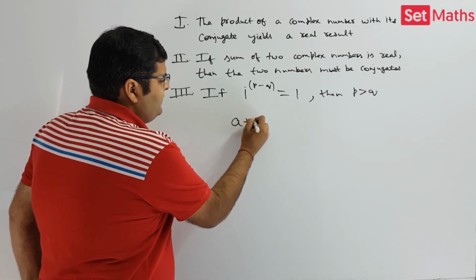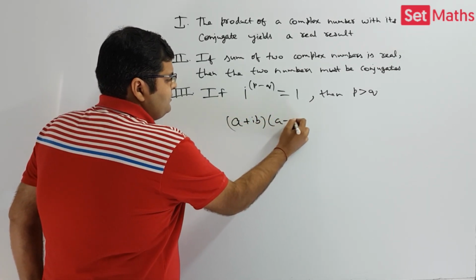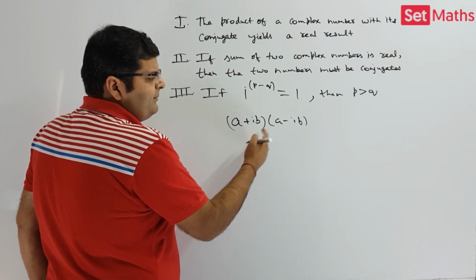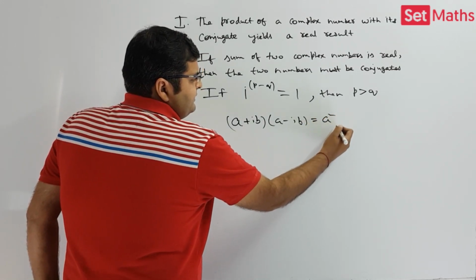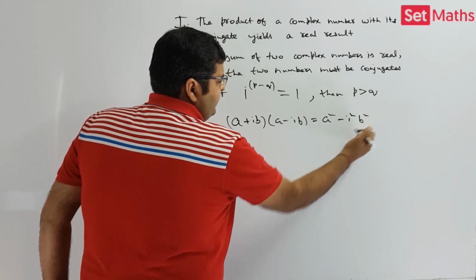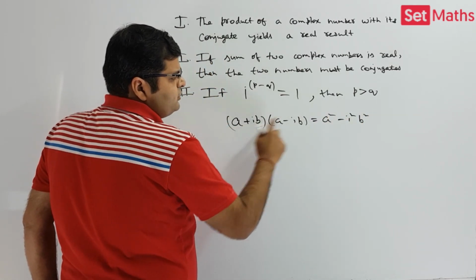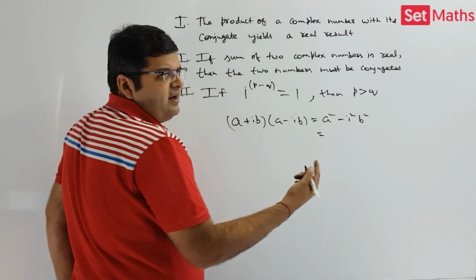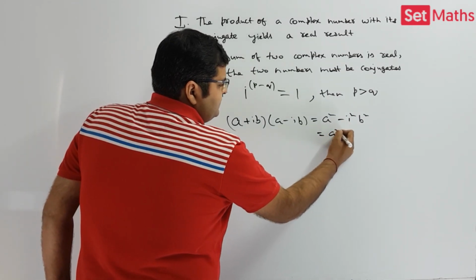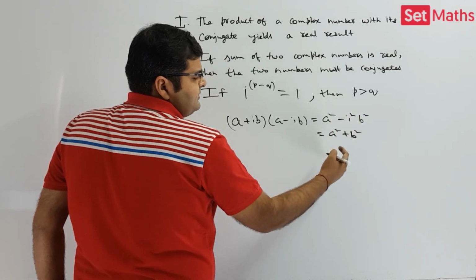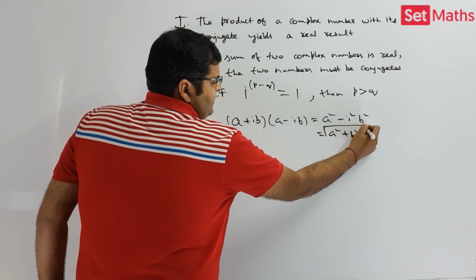Let us take a complex number a plus ib. Its conjugate is a minus ib. So the product of that is (a plus ib) times (a minus ib). That is a square minus i square b square. What is i square? i square is minus 1. So this is a square plus b square, because minus 1 times minus 1 becomes plus 1.